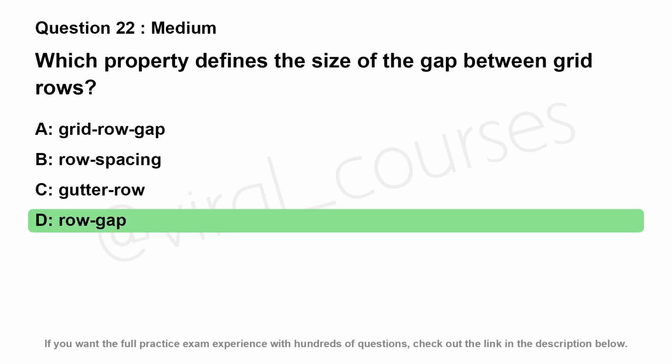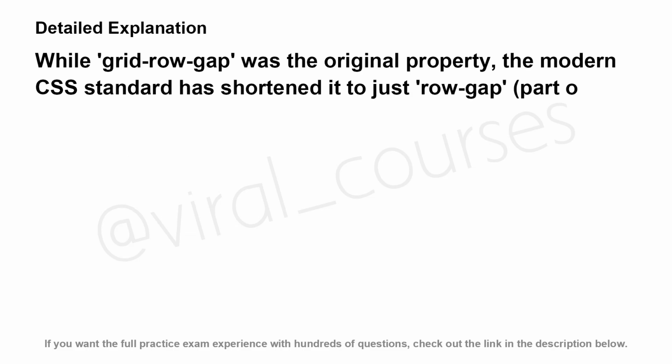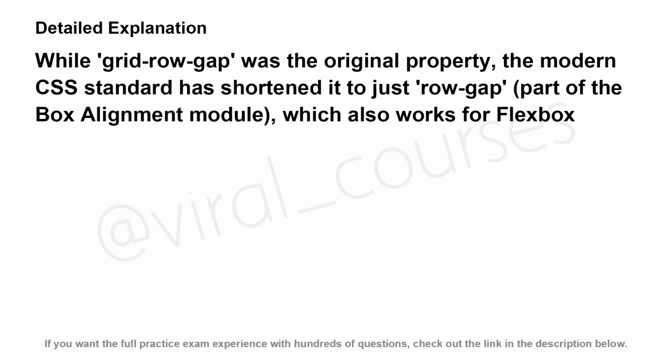The correct answer is D. While grid-row-gap was the original property, the modern CSS standard has shortened it to just row-gap. Part of the box alignment module, which also works for Flexbox.